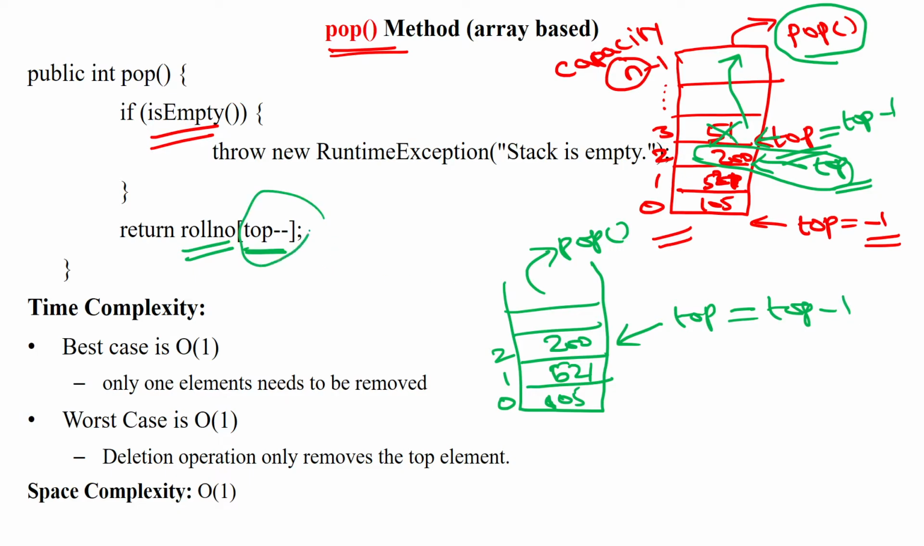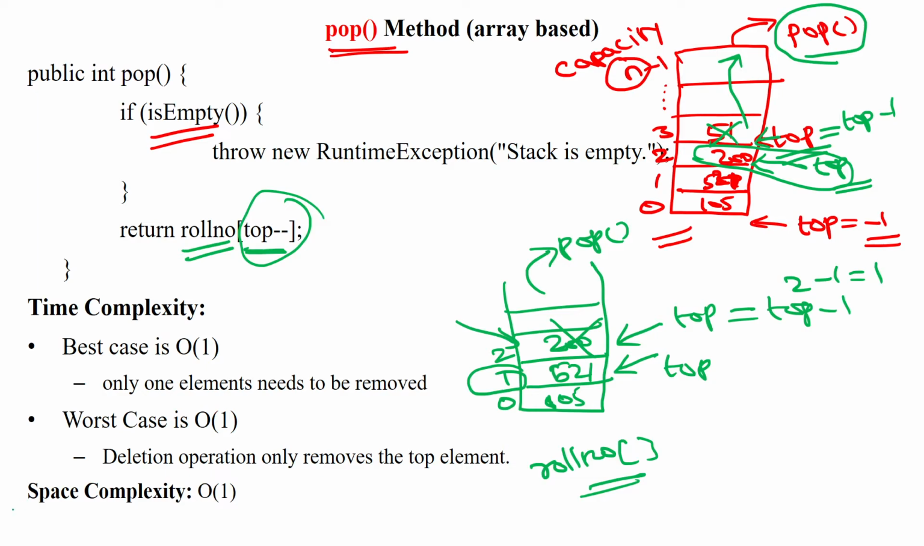We are decreasing top minus 1. This stack name is now roll number. Now top is decremented, so top will be 2 minus 1 equal to 1. This is the memory location. Now the top value is representing, and automatically 200 is removed from the stack. So here we always access the top element to remove.